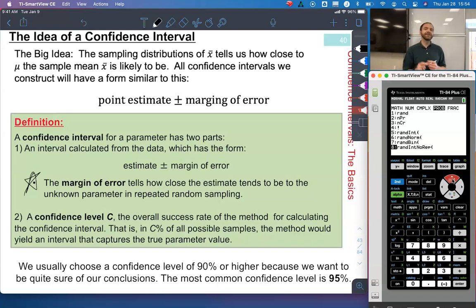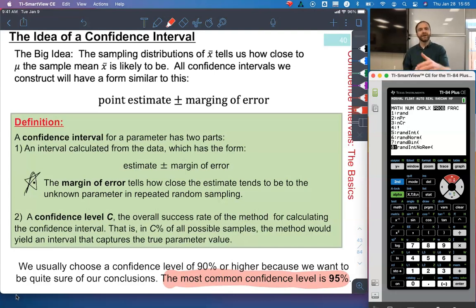A confidence level is the second part. That's the overall success rate of the method for calculating the confidence interval. That is, in other words, C% of all possible samples of that same size, the method would yield an interval that captures the true parameter value. So we usually choose a confidence level that is 90% or higher. The most common one that we use, highlight it, underline it, is 95%. So if you're not told what level to use for a confidence level, use 95%. That's the most common one that we do.